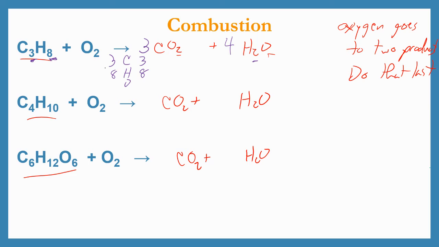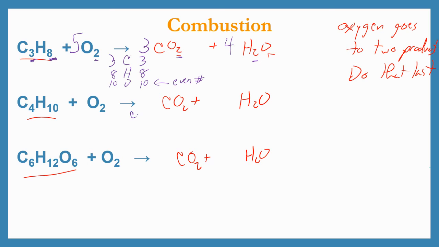The oxygens, now this is where it gets a little hairy. 3 times 2 is 6, and 4 times 1 is 4. 4 plus 6 is 10 oxygens. And they all come from this O2. Thankfully, that's an even number, and since they come in pairs, that won't be a problem. We just put a 5 there and we get a 10. So that's not a problem there.